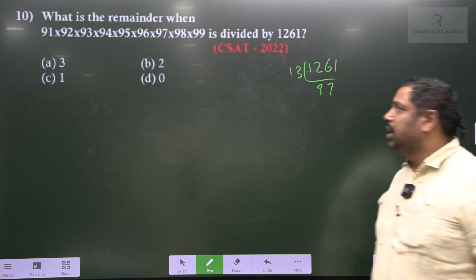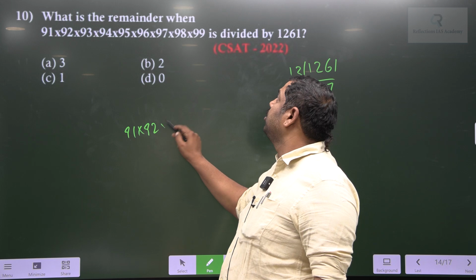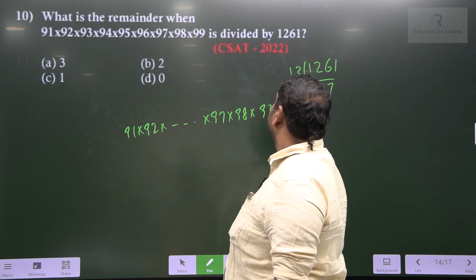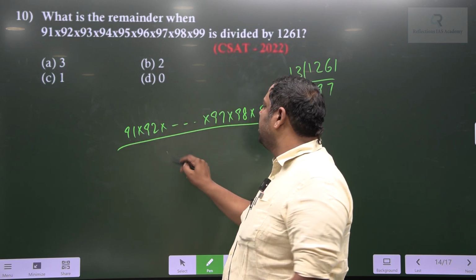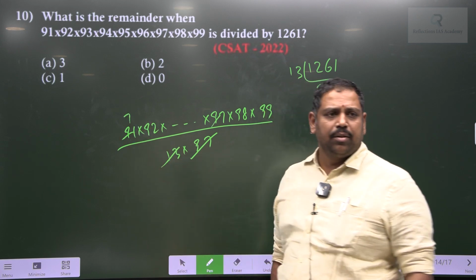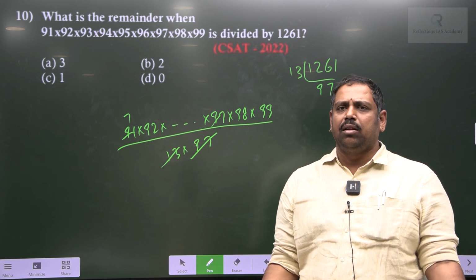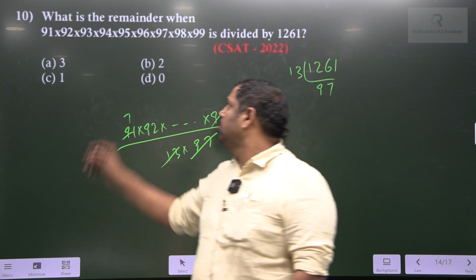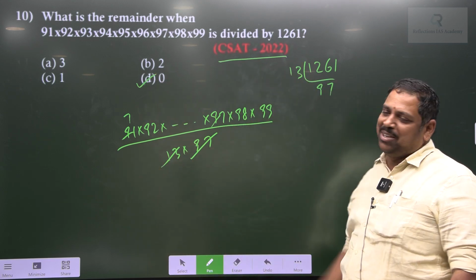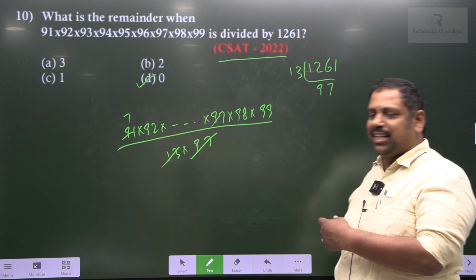Right. Now observe that the numbers that he gave is 91 into 92 into and so on into 97 into 98 into 99. Yes or no? This you are dividing with 1261 means 13 into 97. Sir, 97 I can cancel. 13 ones and 13 sevens cancel. So everything is cancelled. Where is the remainder? The remainder will be 0. What's the answer? 50. Okay, so it is a CSAT 2022 question. Good, all of you? You said this is a lengthy question, I hope.